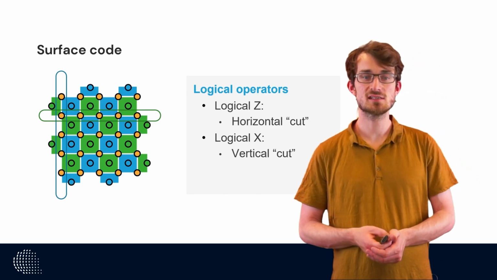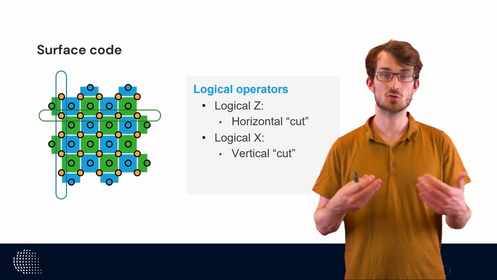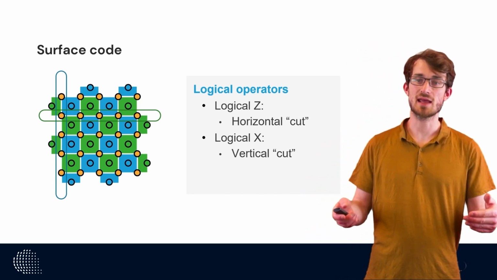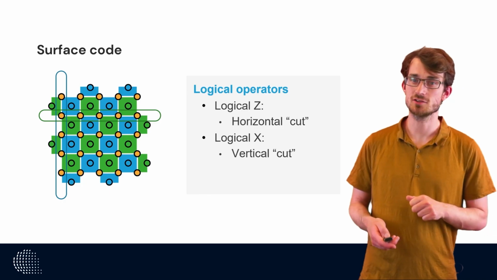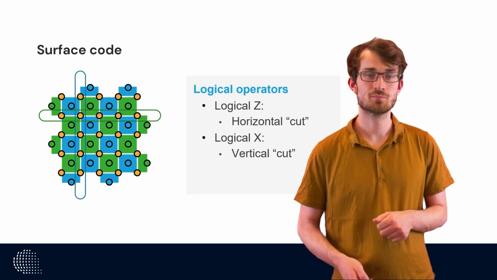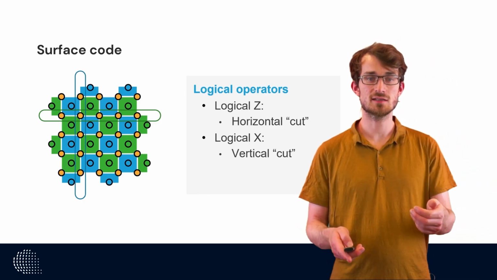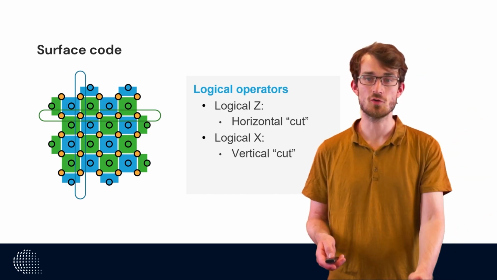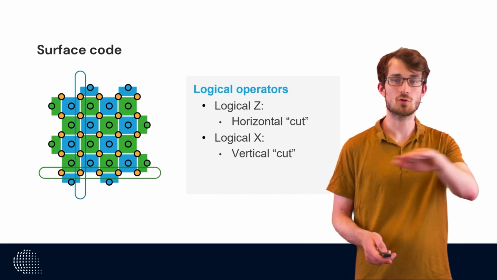And you will notice that these cut operators commute with all the stabilizers and anti-commute with each other as the logical Z and X operators do. It's interesting that we can actually place this logical cut wherever we want, as long as we go vertical for the X and horizontal for the Z.